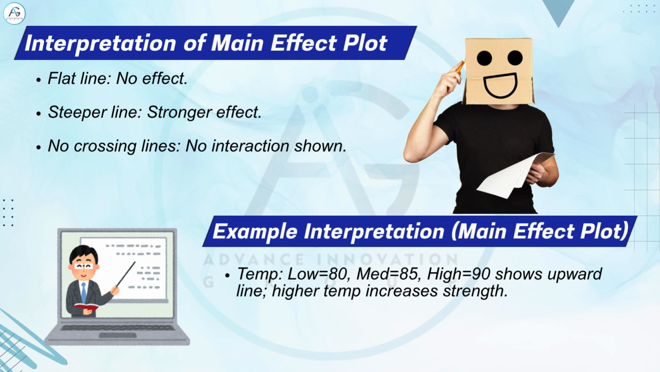For example, if we look at temperature levels with average strengths of 80 at low, 85 at medium, and 90 at high, the upward sloping line tells us that increasing temperature increases strength. This helps us quickly identify which factors matter and how they influence the outcome.